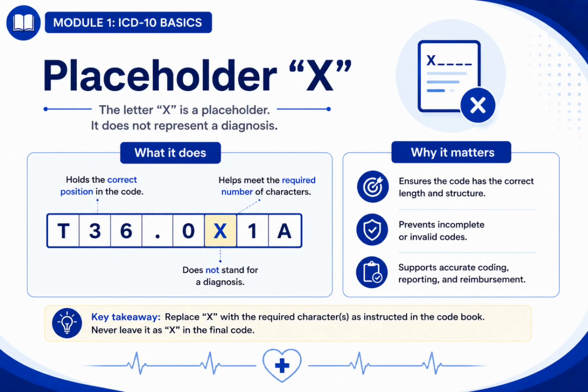Some ICD-10-CM codes use the letter X as a placeholder. The X doesn't represent a diagnosis or medical condition. Instead, it holds the correct position within the code, so it has the required number of characters, particularly when a seventh character is needed. Using the placeholder correctly ensures the code follows the required ICD-10-CM format.